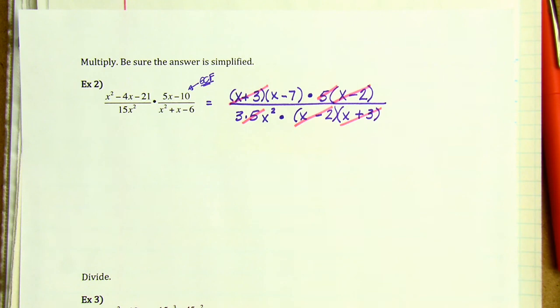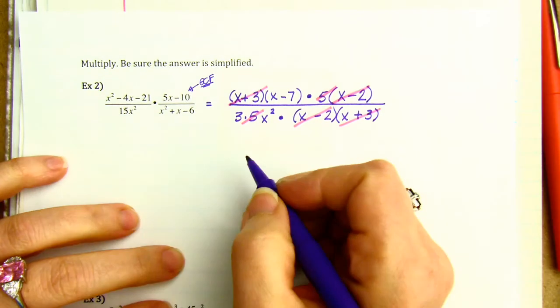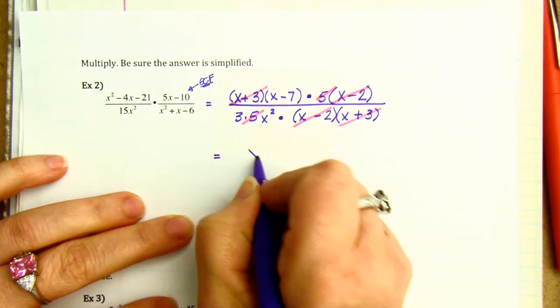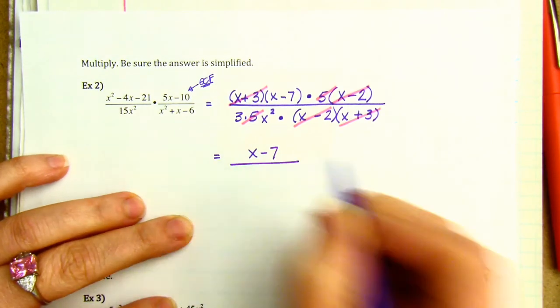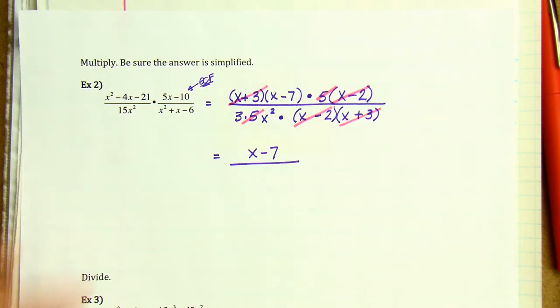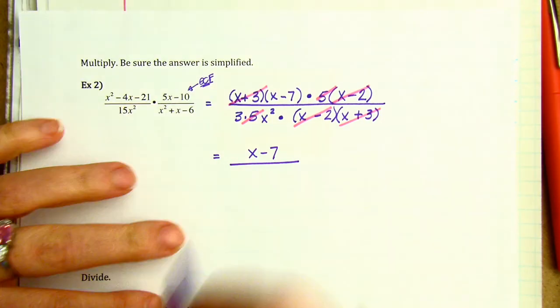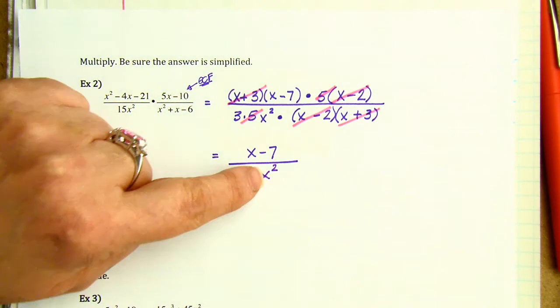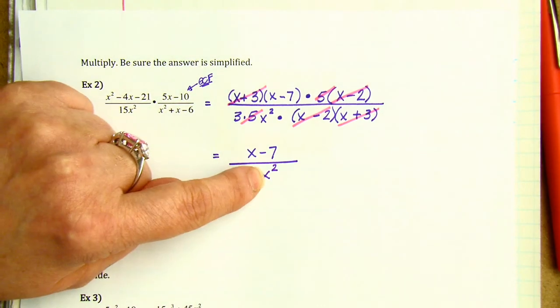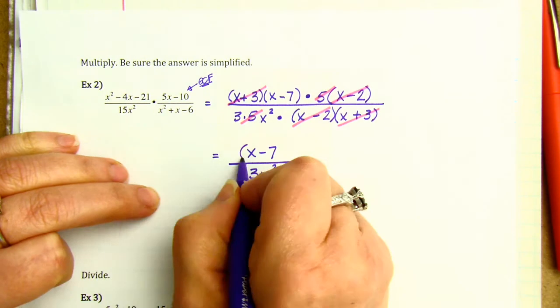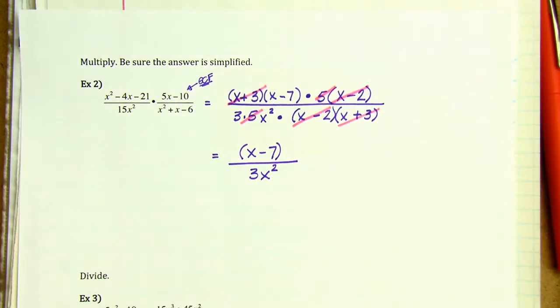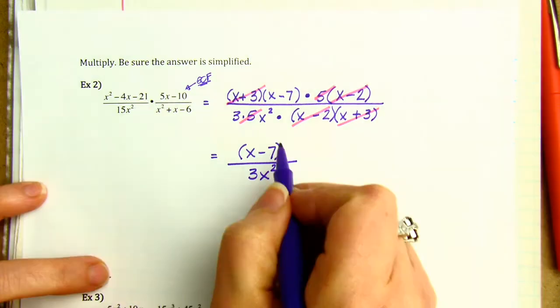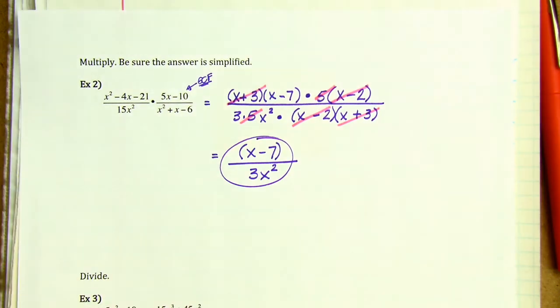What remains in the numerator? There's only one item, an x minus 7. What remains in the denominator? 3x squared. Folks, you cannot divide this x squared with this x. This is a quantity, and it has to be presented as such. This is my answer in simplified form.